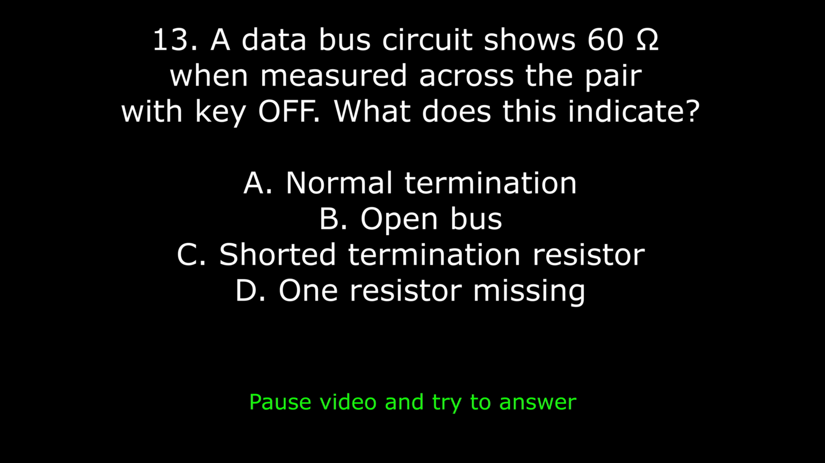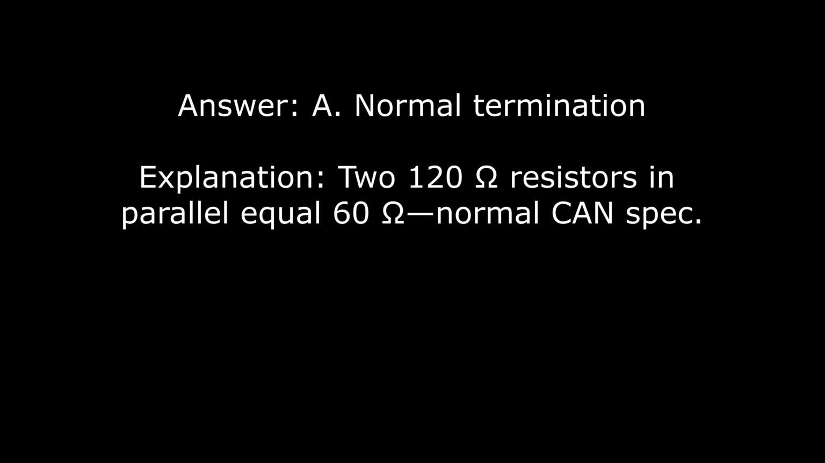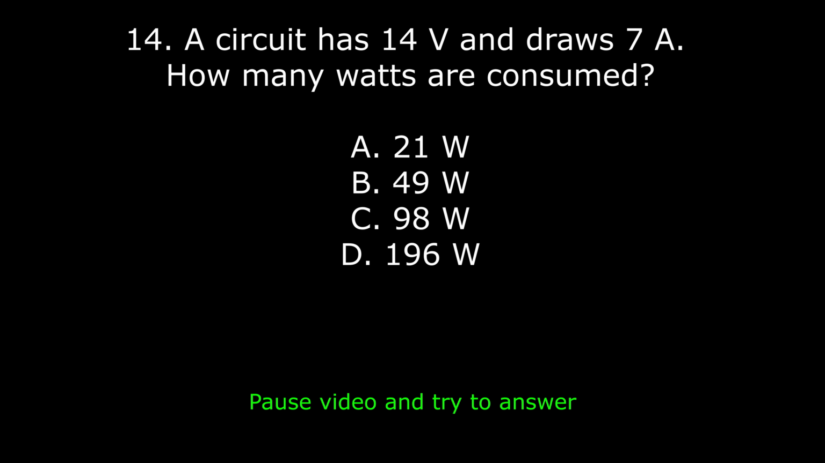13. A data bus circuit shows 60 ohms when measured across the pair with key off. What does this indicate? A. Normal termination. B. Open bus. C. Shorted termination resistor. D. One resistor missing. Answer: A. Normal termination. Explanation: two 120 ohm resistors in parallel equals 60 ohm. Normal CAN spec.